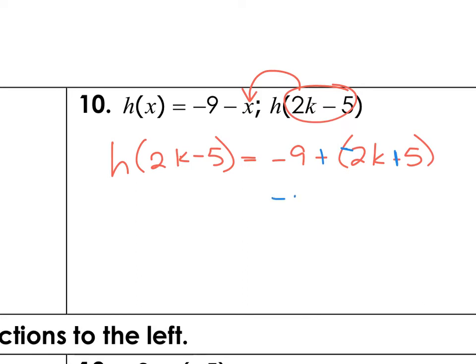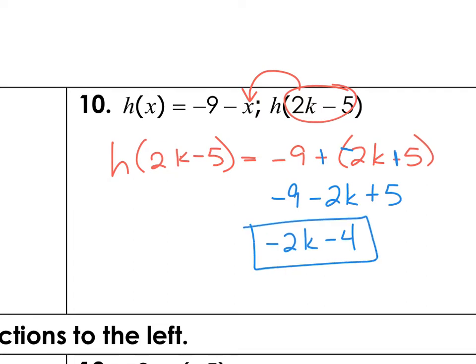So you end up getting negative 9 minus 2k and then plus 5. And you can combine like terms with those. So you end up getting negative 2k minus 4. Okay, and that would be your final answer when you plugged in the 2k minus 5.